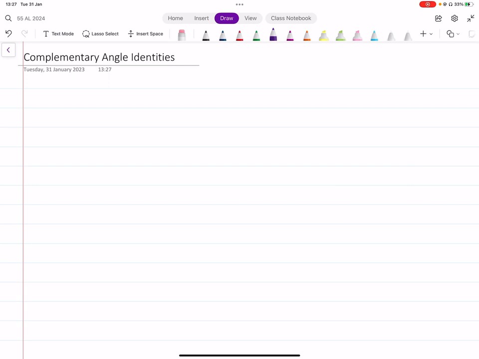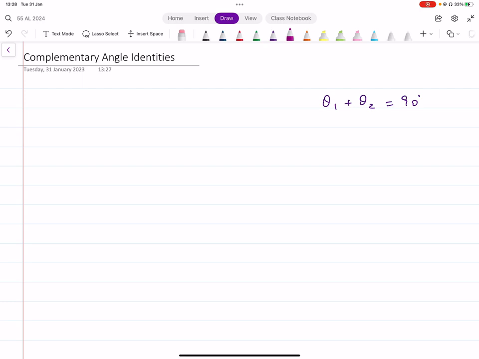Complementary angle identities. Does anyone know what complementary angles are? Complementary angles are two angles which have their sum equal to 90. When the sum is 90, they are complementary angles. Supplementary angles are when the sum is 180. Okay. So these are two angles whose sum is 90. We call them complementary angles.